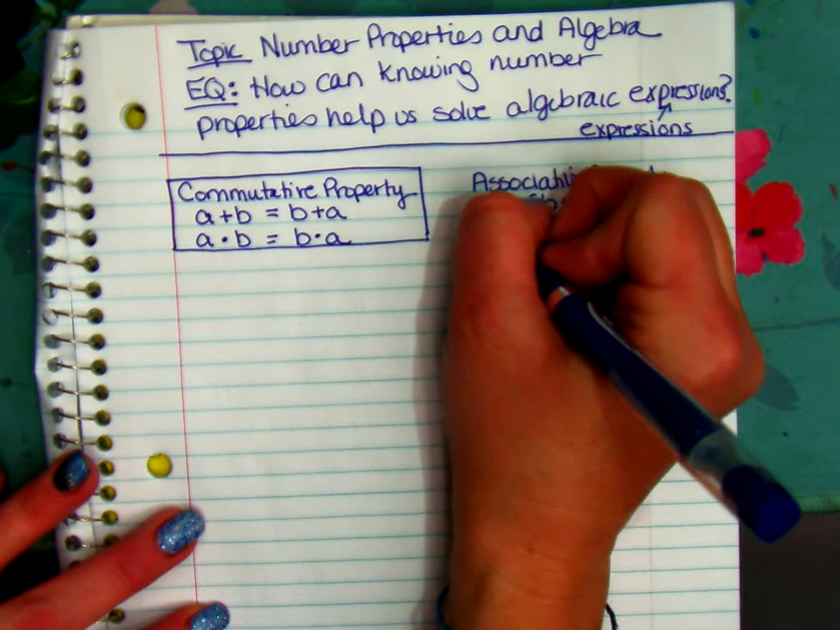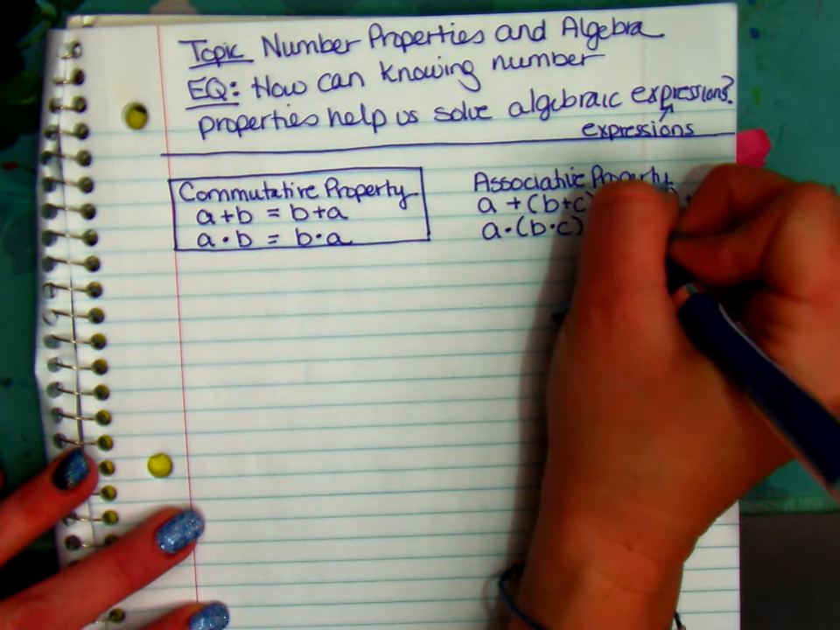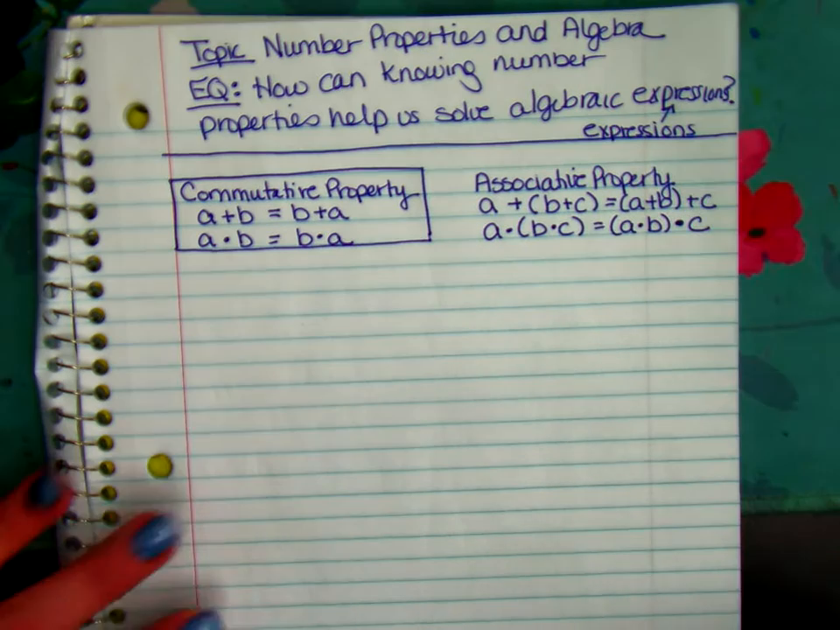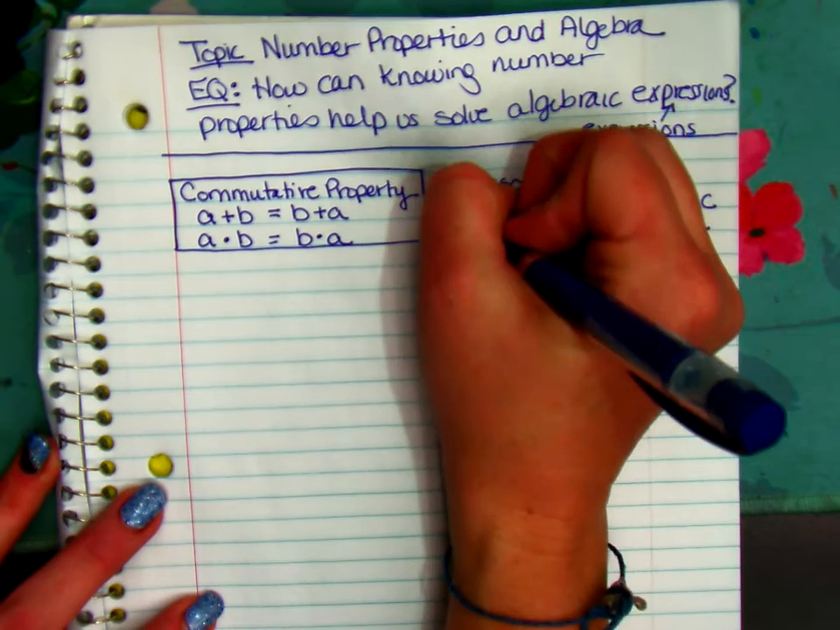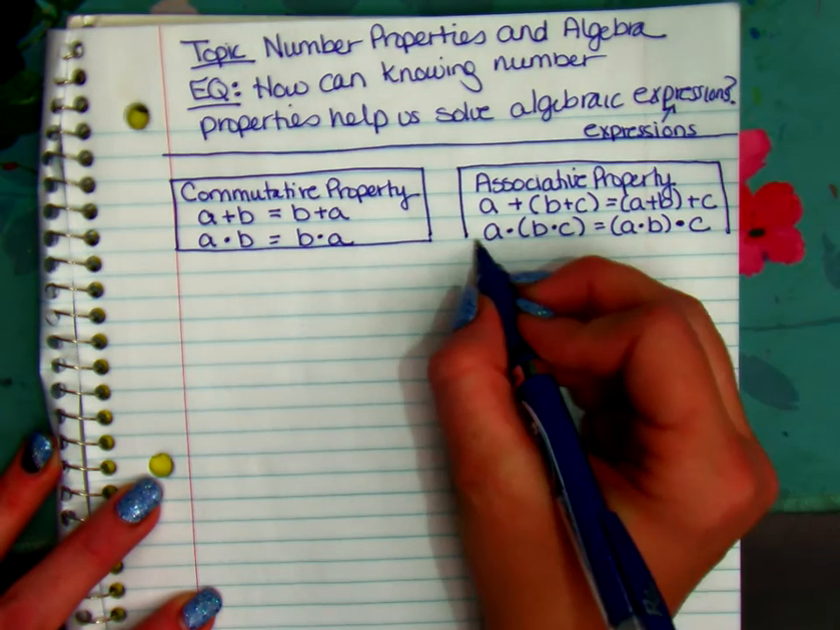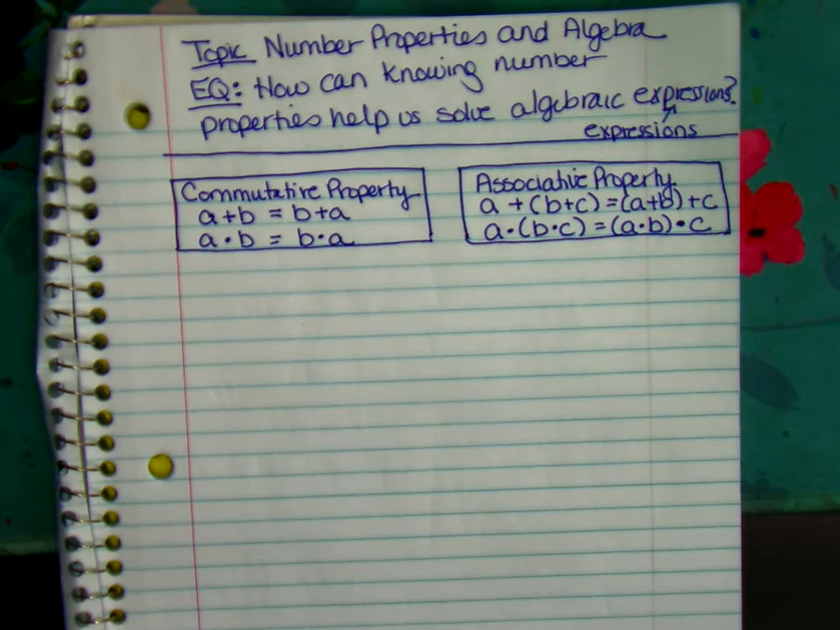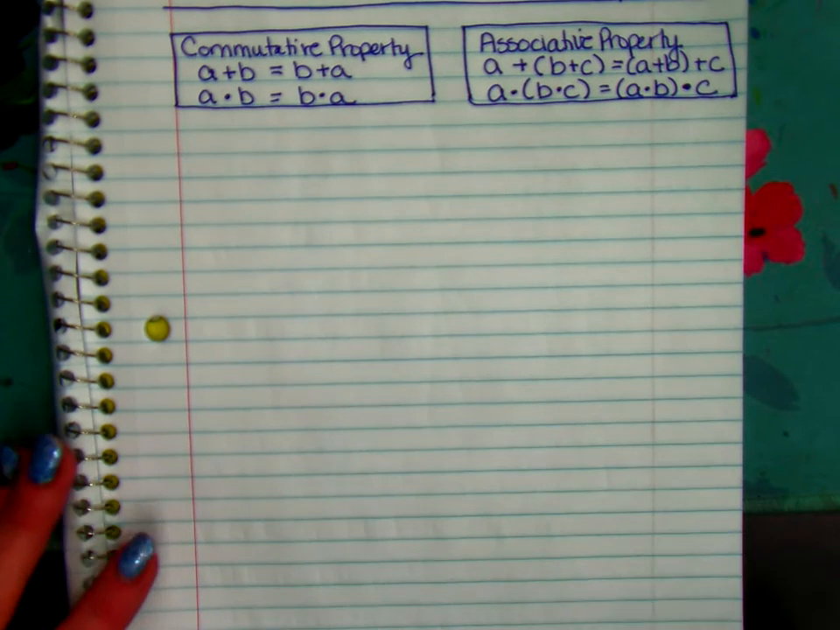This also applies with multiplication. So I could have a multiplication problem that looks exactly the same. A times B times C is the same as A times the quantity of B times C. In the associative property, it doesn't matter which one they're associating with, they still have the same value. So that's our second property. Remember, at any point, you can pause the video if you need to, so you can slow it down a little bit if you need to, okay?